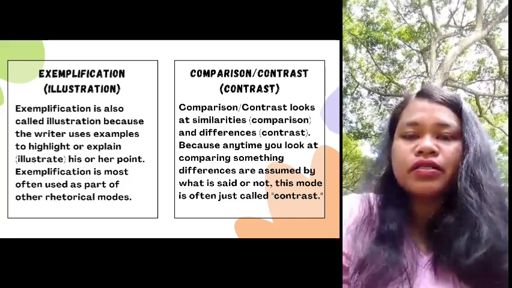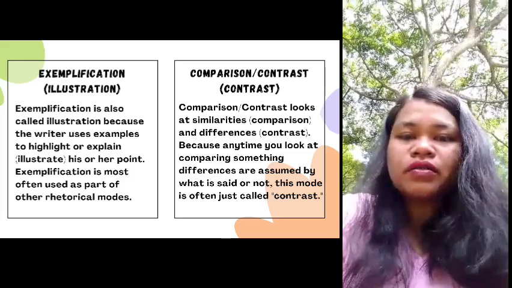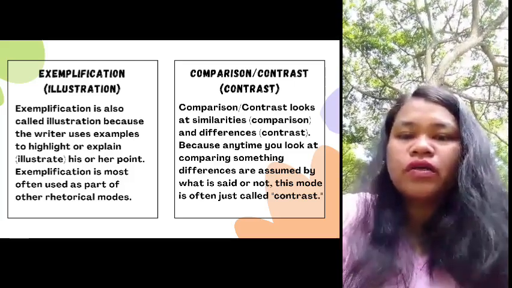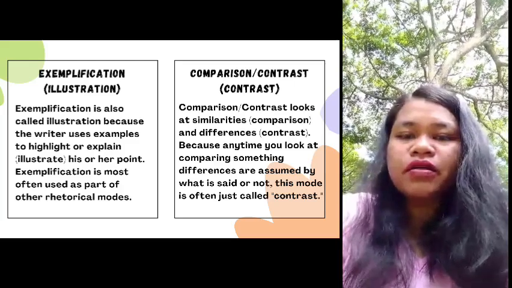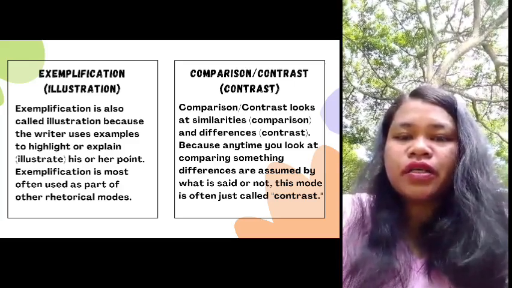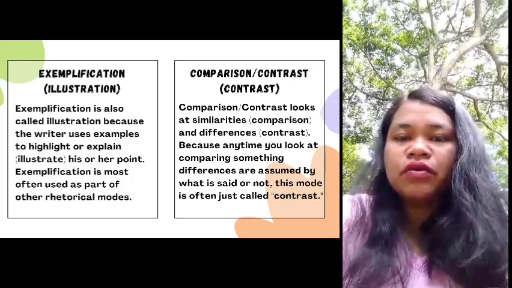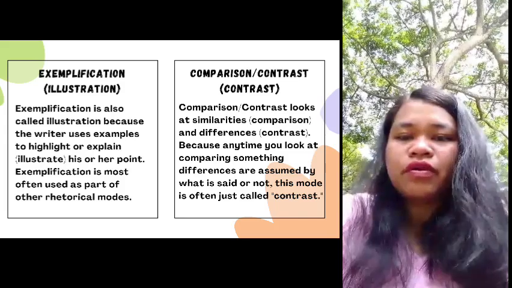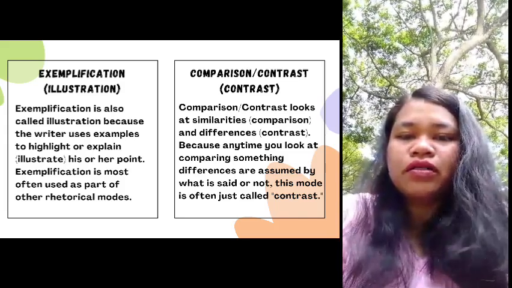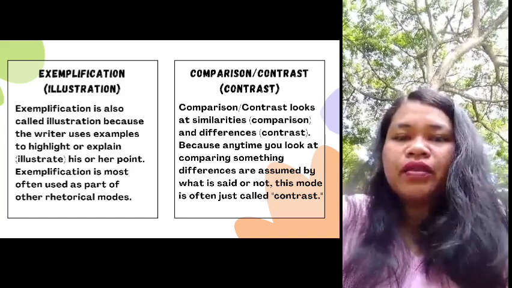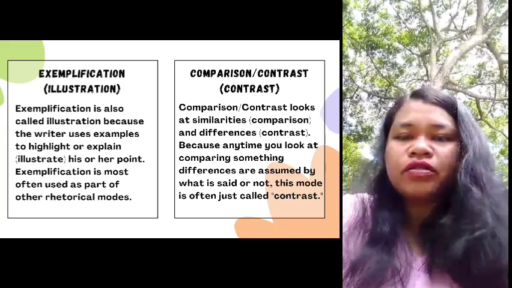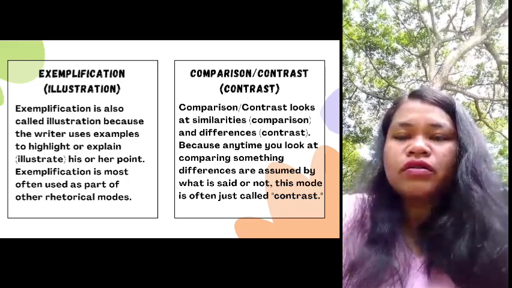Comparison and contrast. Comparison and contrast look at similarities and differences. Because any time you look at comparing something, differences are assumed, by what is said or not, this mode is often just called contrast.